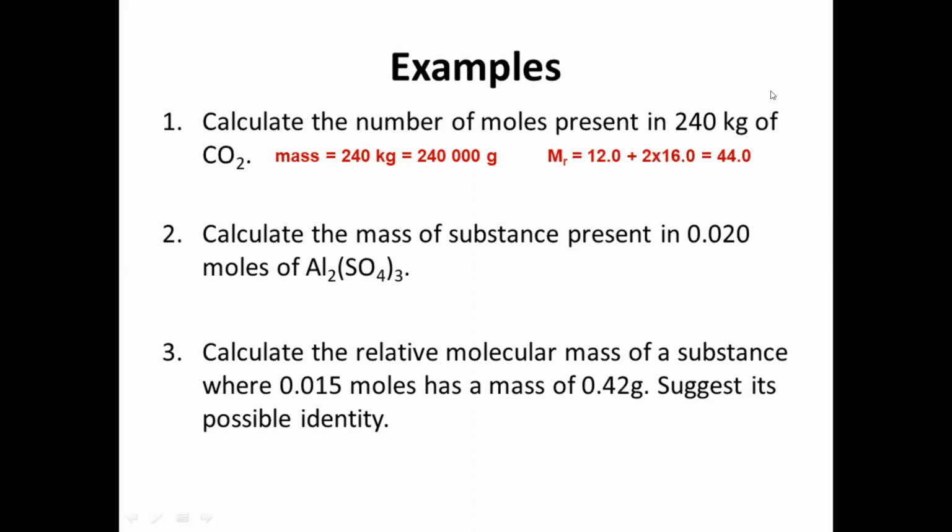Then you find out the MR for carbon dioxide: carbon is 12, oxygen is 16. You times the oxygen by 2, you add it up, you get 44. So if you've got mass and MR, you can work out the moles. Moles is mass divided by MR. Stick the numbers in, you get 5,450 moles. You can turn that into 5.45 kilomole.